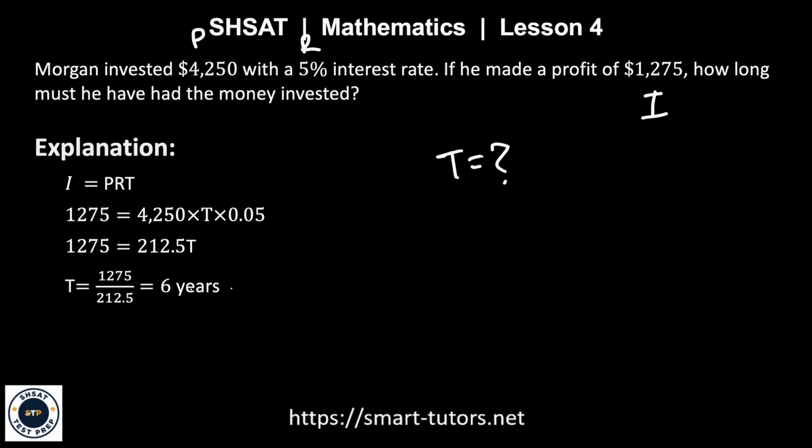So 1,275 equals 4,250 times t times 0.05. If you multiply this and that together, that gives you 212.5t, and then solving for t gives you 6 years. That means he needs to invest the money for 6 years in order to receive that interest.